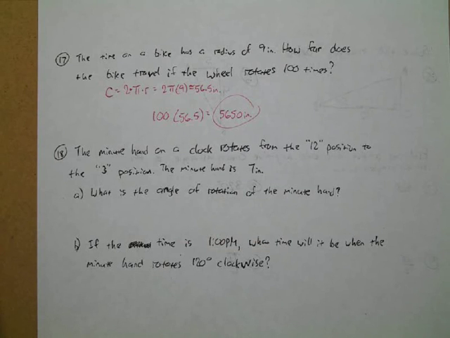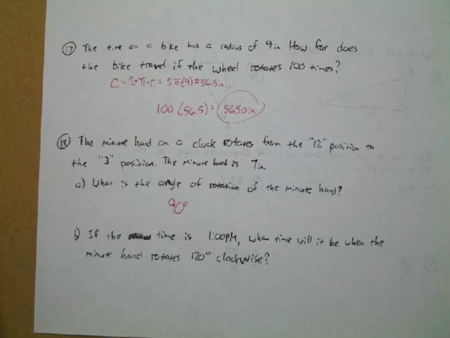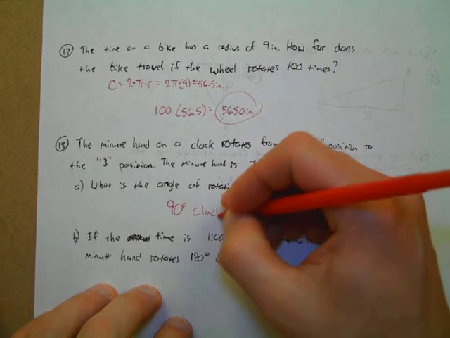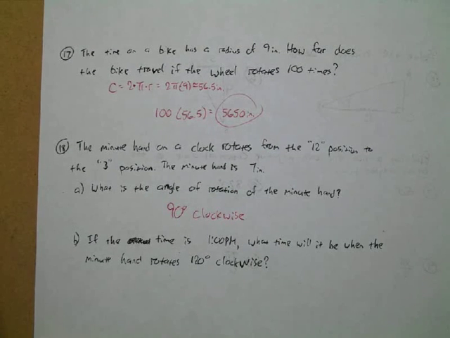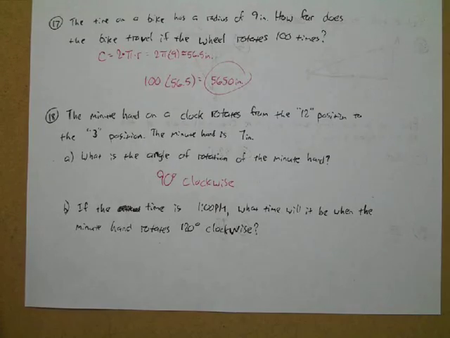Well, look at the clock there. To rotate from 12 to 3, what's the angle of rotation in degrees? 90 degrees, yeah. What direction? Clockwise, because we're literally going the direction the clock goes, right? If the time is 1 o'clock p.m., what time will it be when the minute hand rotates 120 degrees clockwise?